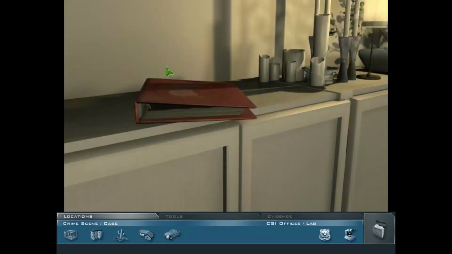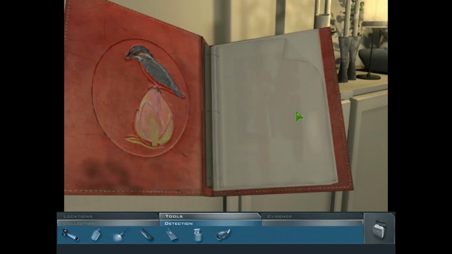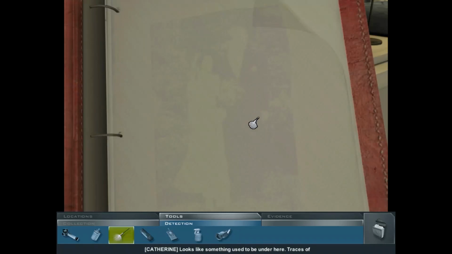Old photo album. Story of somebody's life. Looks like something used to be under here. Traces of the image bled onto the laminate. Newspaper clipping, maybe. There's no prints here.